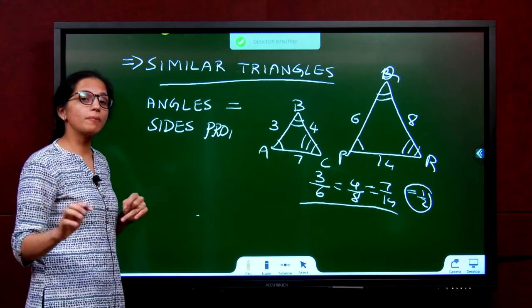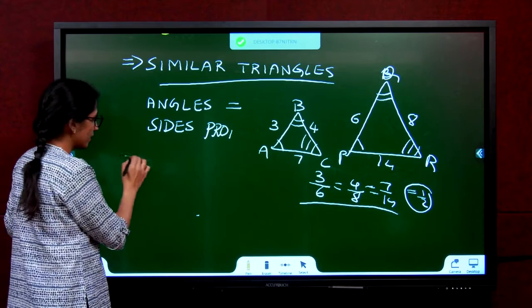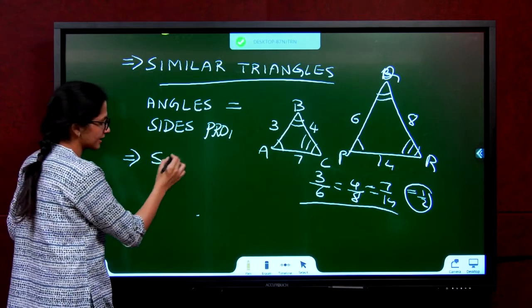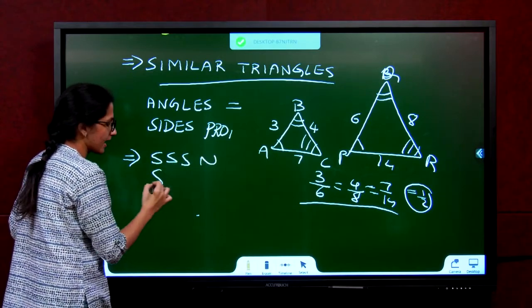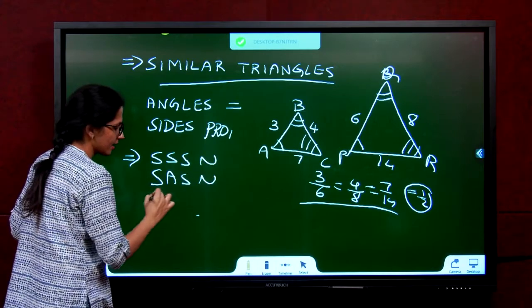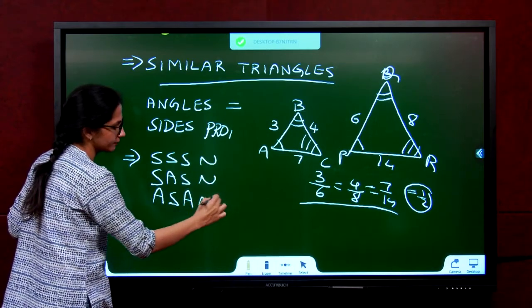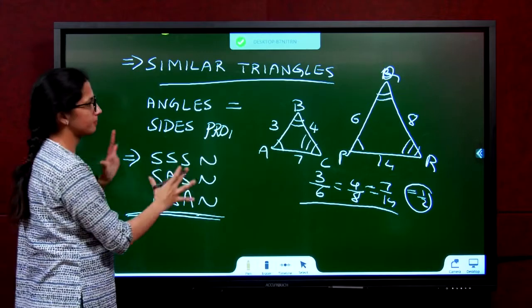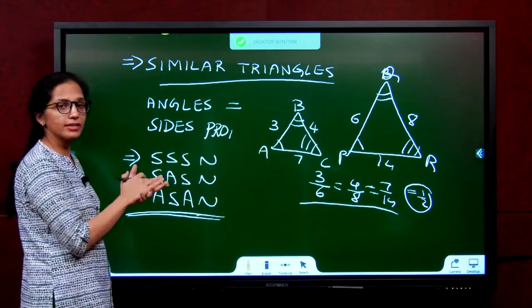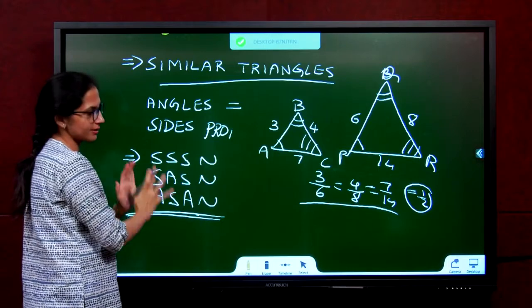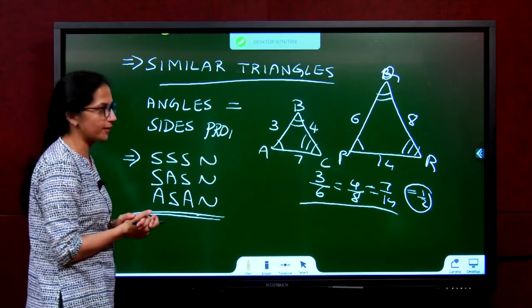What are the different properties of similar triangles that we know? The different properties are SSS similarity, SAS similarity, ASA similarity. So I hope you know this chapter, similar triangles, thoroughly. We'll be using this much knowledge in this chapter as well.